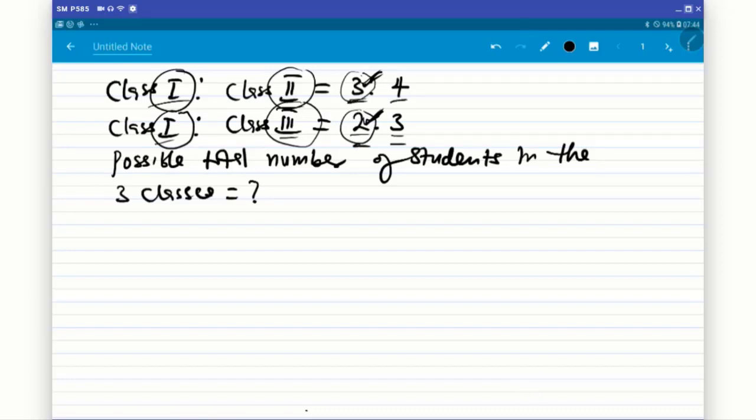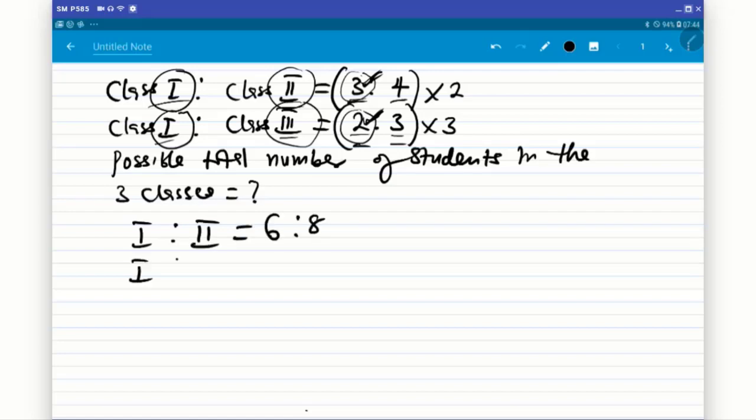Whatever we do to this, we must do to this. So this means we are multiplying this here by 2 and multiplying this by 3. So it simply gives us class 1 ratio class 2 now equal to 6 ratio 8, and class 1 ratio class 3 will now be equal to 6 ratio 9. As you can see here now, the ratio of class 1 is now the same in the two ratios.